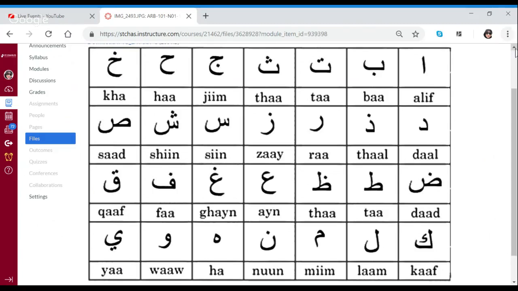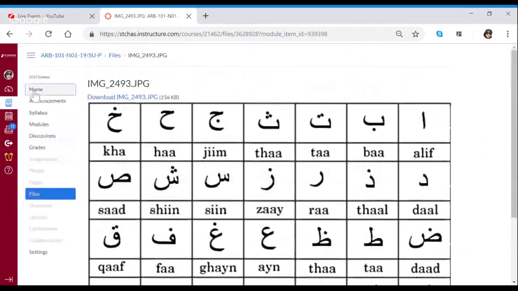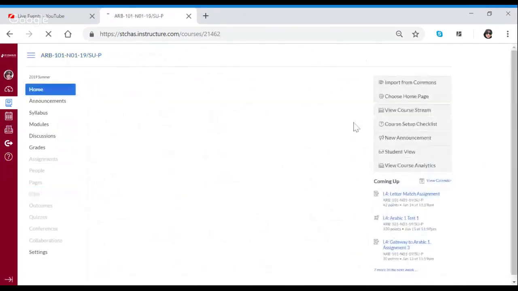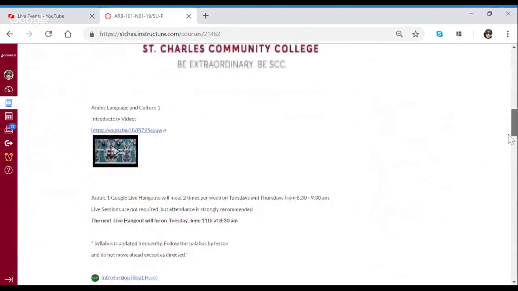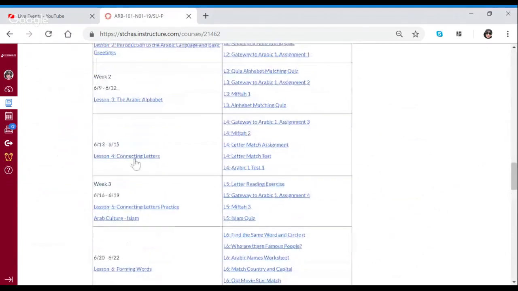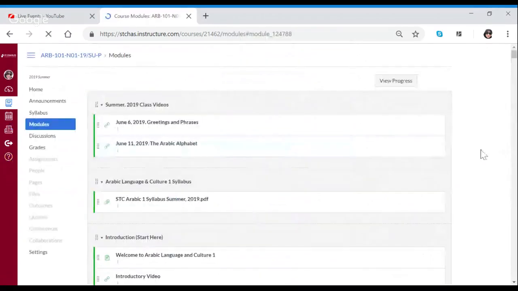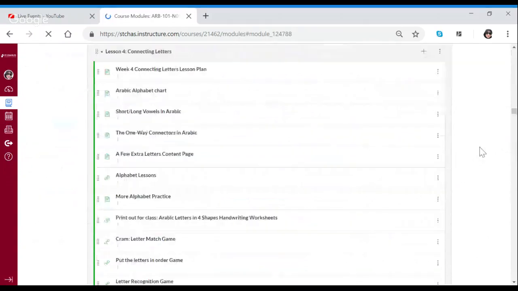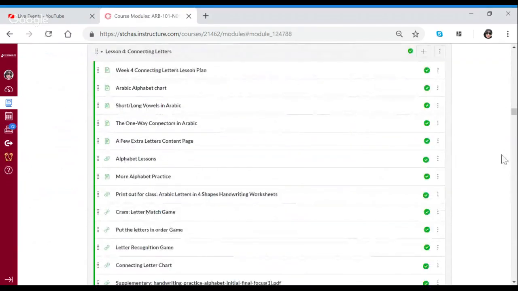Very good. Okay, Lydia, how many letters are in the Arabic alphabet? 28. Very good. Can you tell me how many long vowels there are? I don't know how many long vowels. Three. Good. Okay. Can you tell me what they are? Aleph, Wa, Ya. Very good.